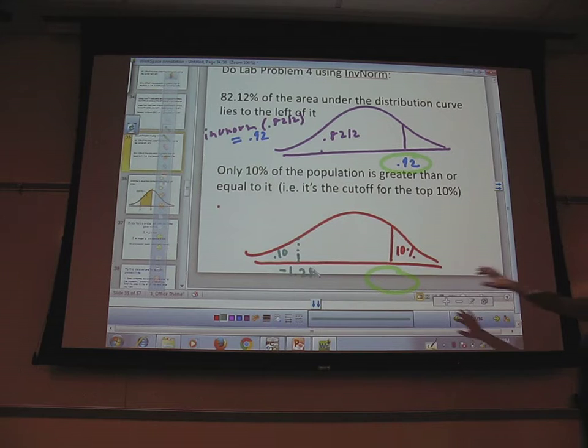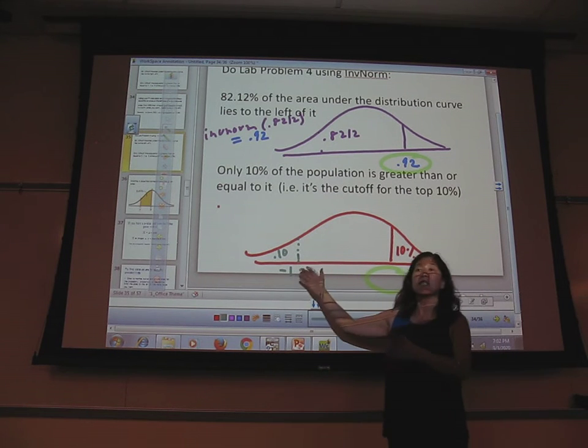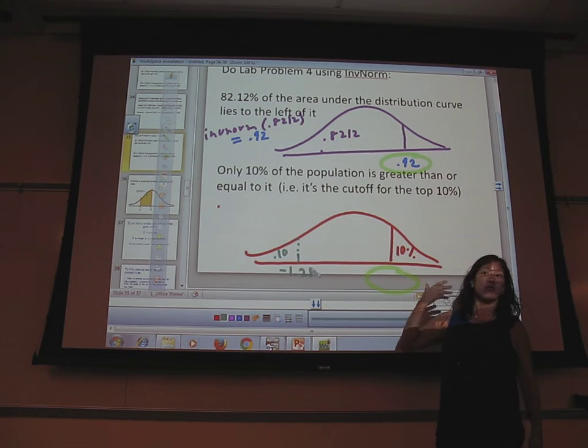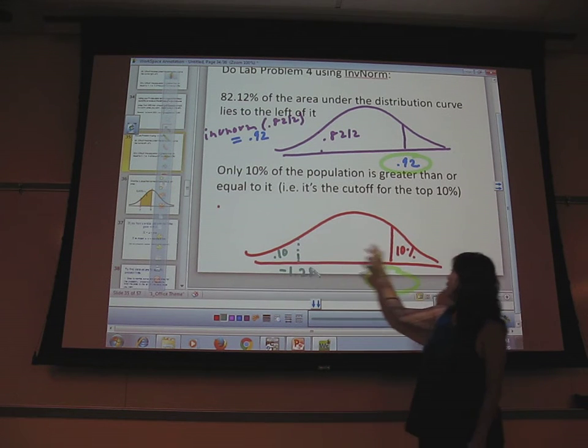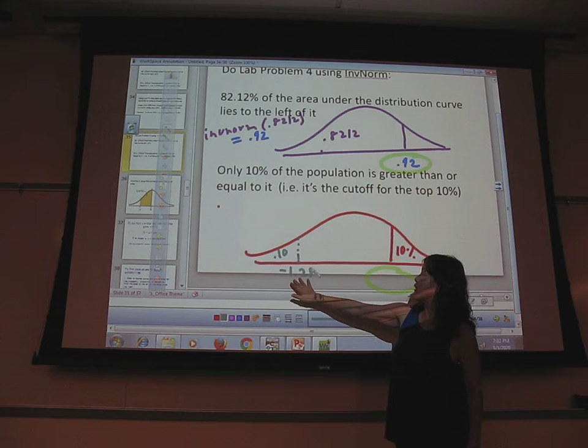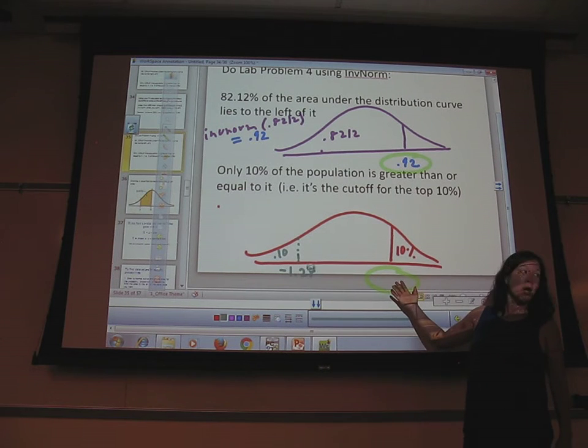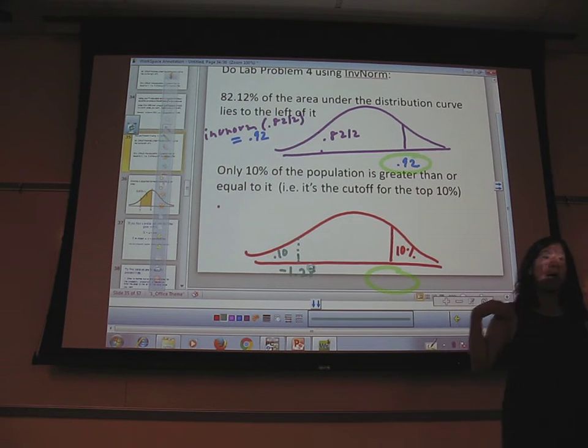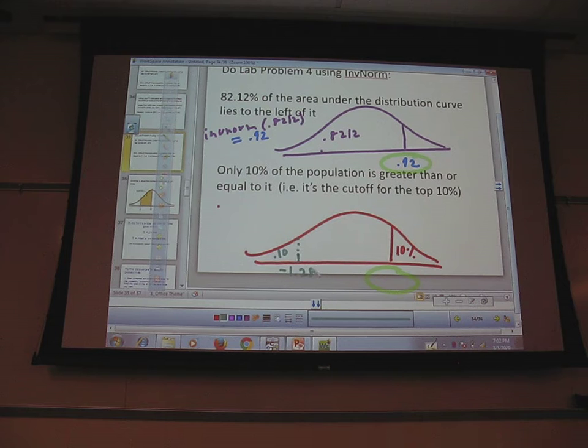Now, we want this one over here. The nice thing is, it's a normal distribution, so it's symmetric, right? 10% here, 10% there. That means if this is negative 1.28, this should be positive 1.28. So you could do it that way, but then you better remember to switch that sign, because owing $100 is a big difference from having $100, right? Those are totally different things. So you can do it that way, just make sure that you switch the sign.